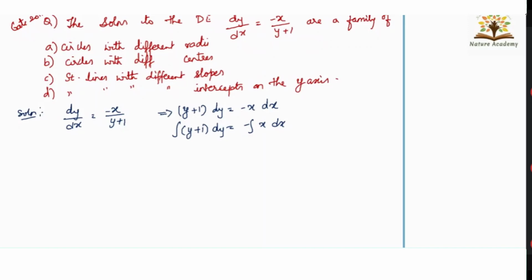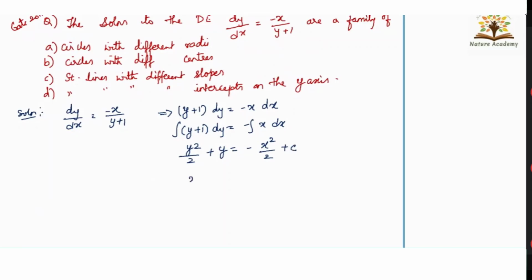So here I will write it directly. Actually, you can split it, isn't it? Integral y dy plus integral 1 dy. You will get y square by 2 plus y. And your right hand side will be minus, as it is, x square by 2 plus c.